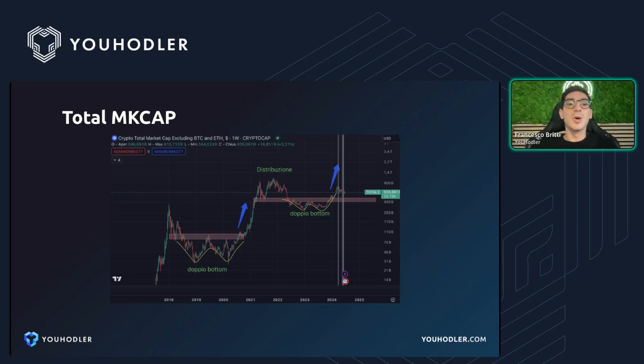And after that resistance zone was broken, we had that parabolic movement that everybody is waiting for. So we are here to analyze how to learn from the past, how to learn from the data that we have, especially the on-chain data, to try not to predict but to understand how the market could move in the future.